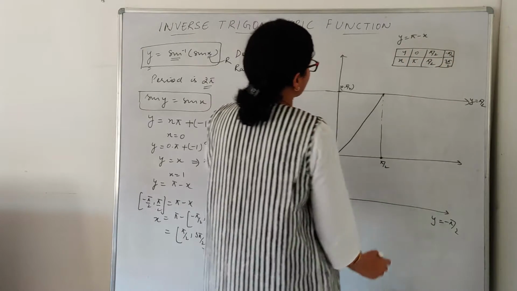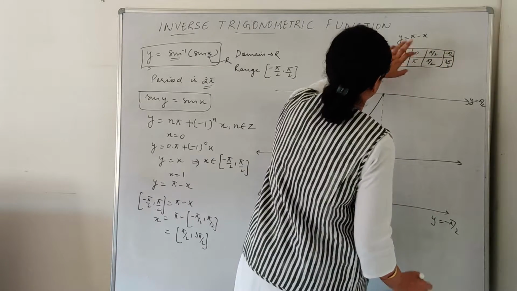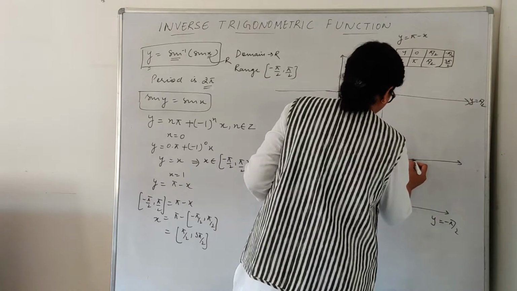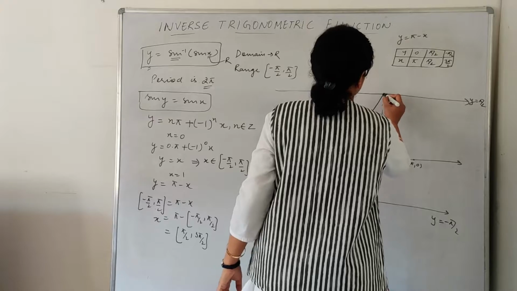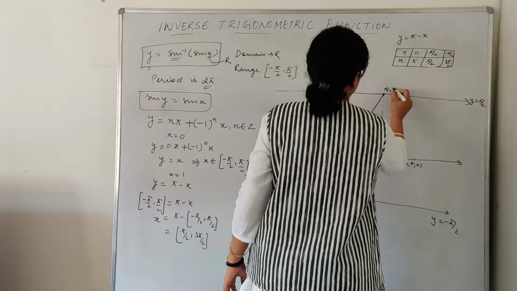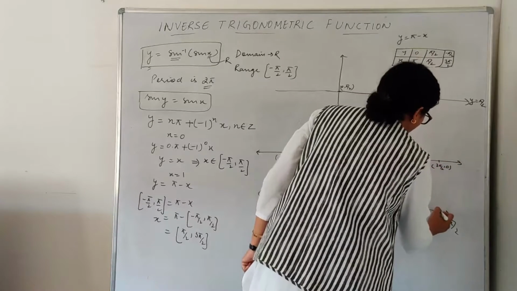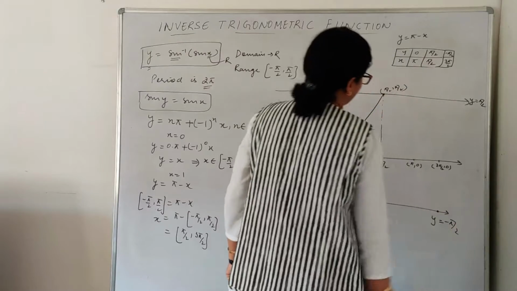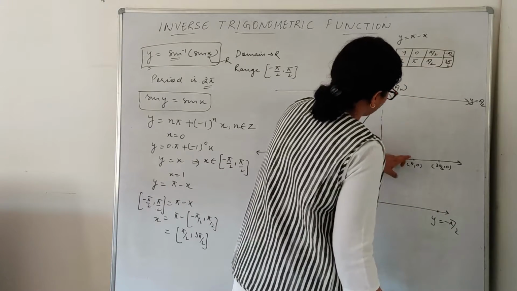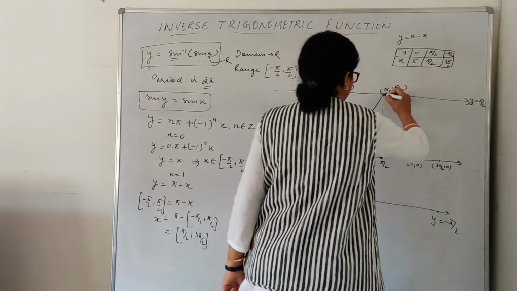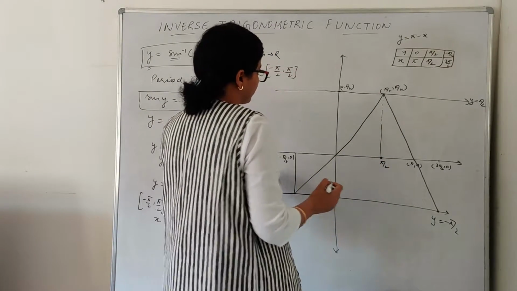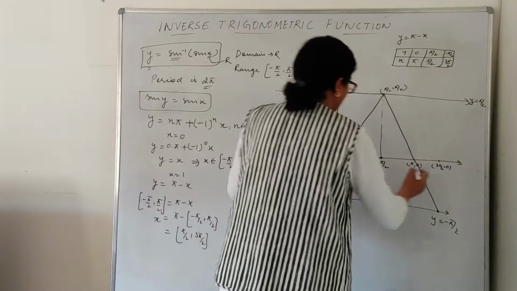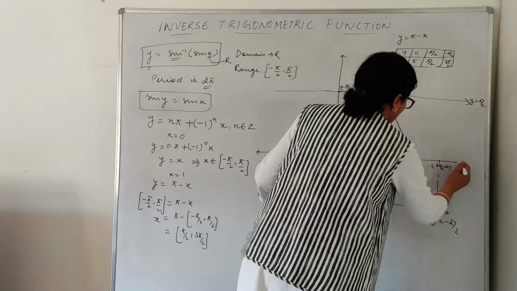So what are my points? One is pi comma 0. So pi comma 0 will be somewhere here. Next point is pi by 2, pi by 2. This is my point, pi by 2 comma pi by 2. 3 pi by 2, minus pi by 2, somewhere here this point. So I have got this point, this point, this point, join it. Right? So I have got my graph between minus pi by 2 and 3 pi by 2.